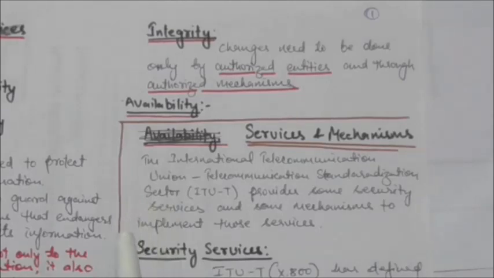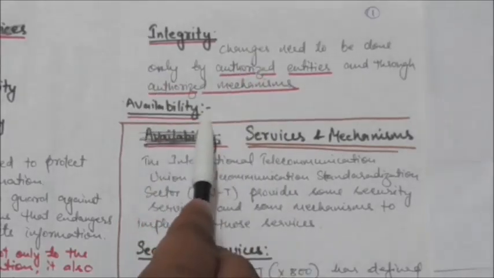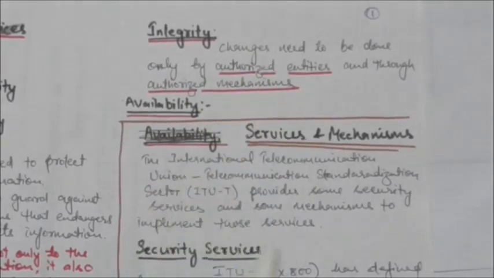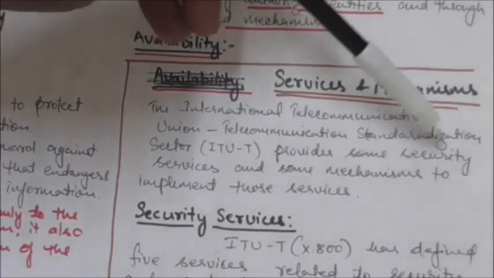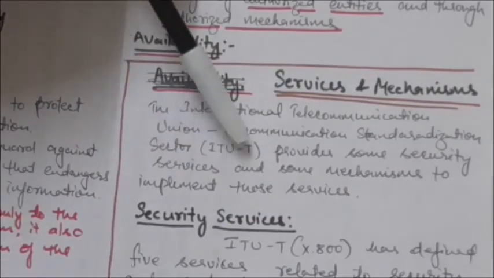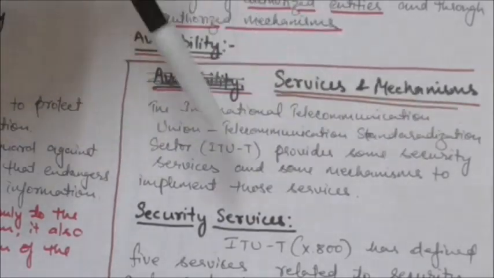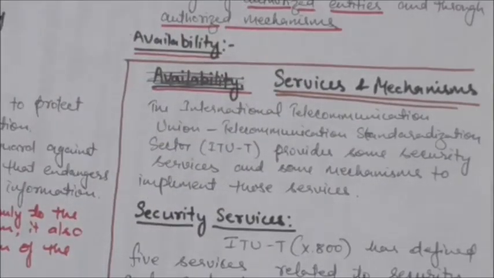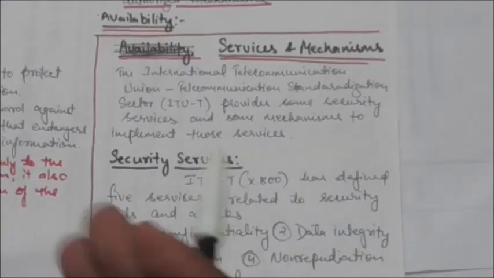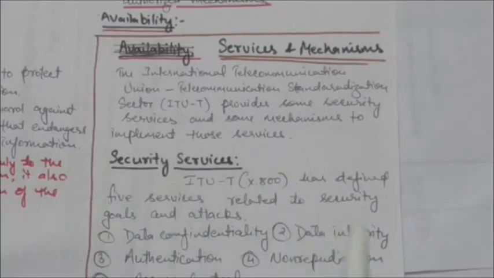The next security goal is availability. The information created and stored by an organization needs to be available to authorized entities. Information is useless if it is not available. The International Telecommunication Union, Telecommunication Standardization Sector, ITU-T, provides some security services and some mechanisms to implement those services. So, in this tutorial, we will study security services.